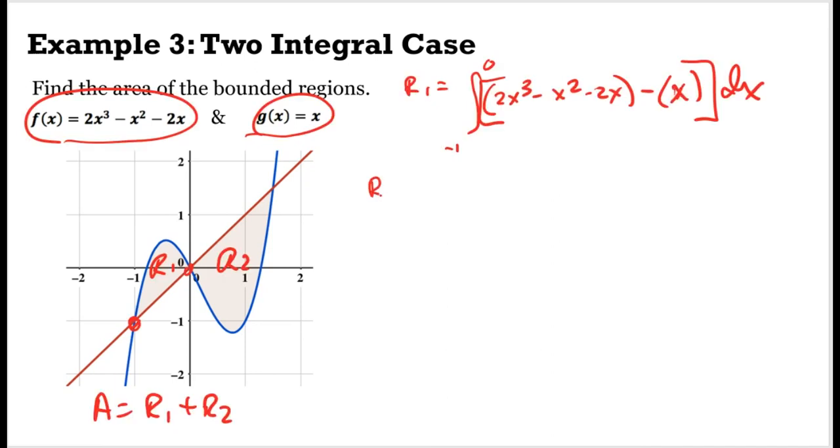So we'll solve region 1 first. We can combine these polynomials together. So we get 2x cubed minus x squared minus 3x dx. And now we can find the antiderivative.